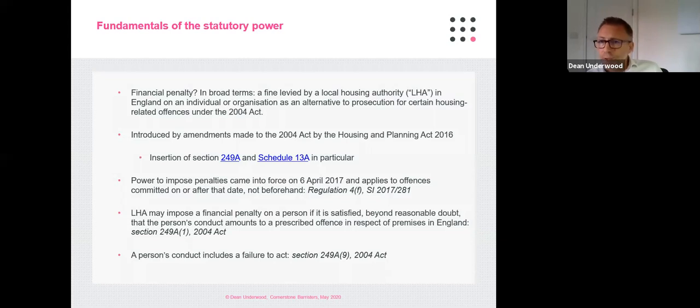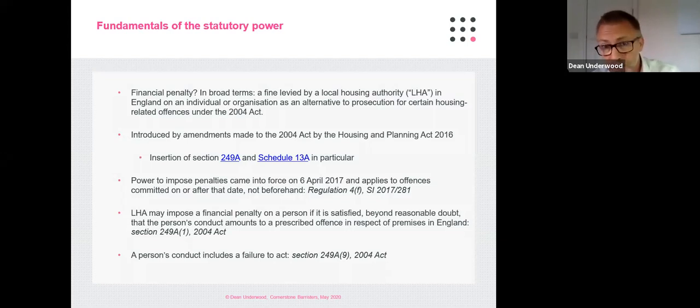Now, the primary power to impose a penalty is imposed, as you might expect, in the first subsection of 249A. So by subsection 249A(1), the local housing authority may impose a financial penalty on a person if it is satisfied, beyond reasonable doubt, that the person's conduct amounts to a prescribed offence in respect of premises in England.